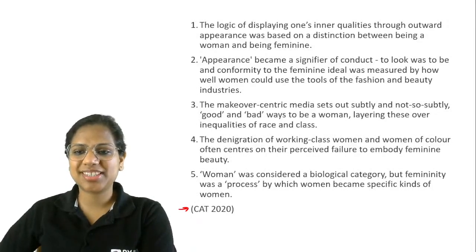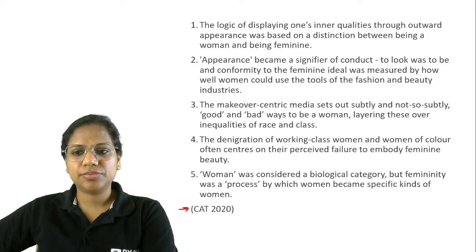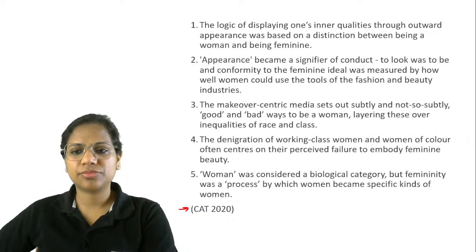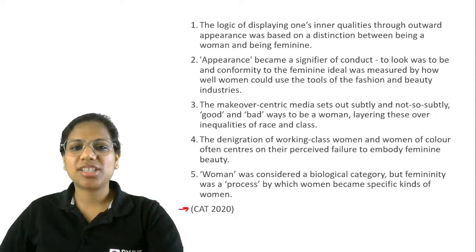I've got one response. Okay, 20 more seconds to go. A lot of you think that 4 is the odd sentence out. What about others? Come on, come on. 4 is not the odd sentence out.